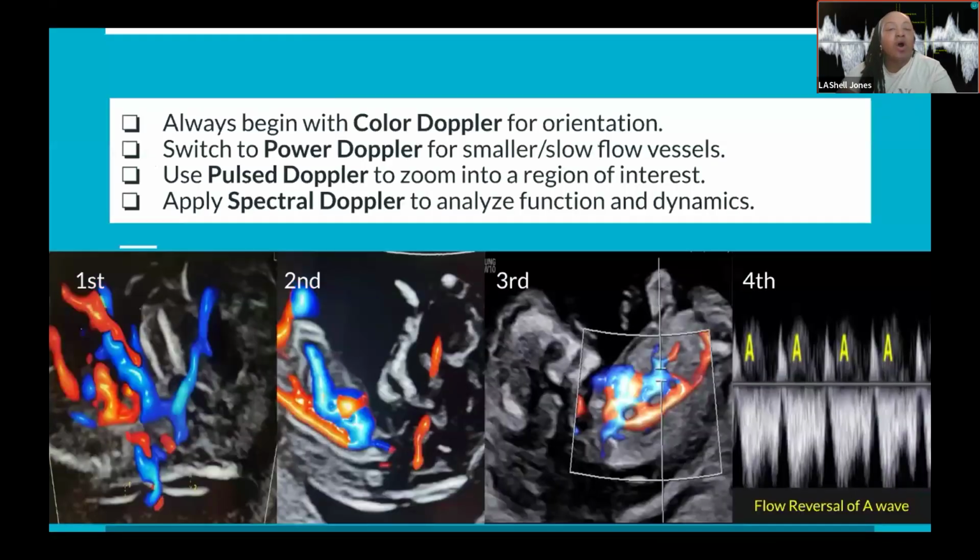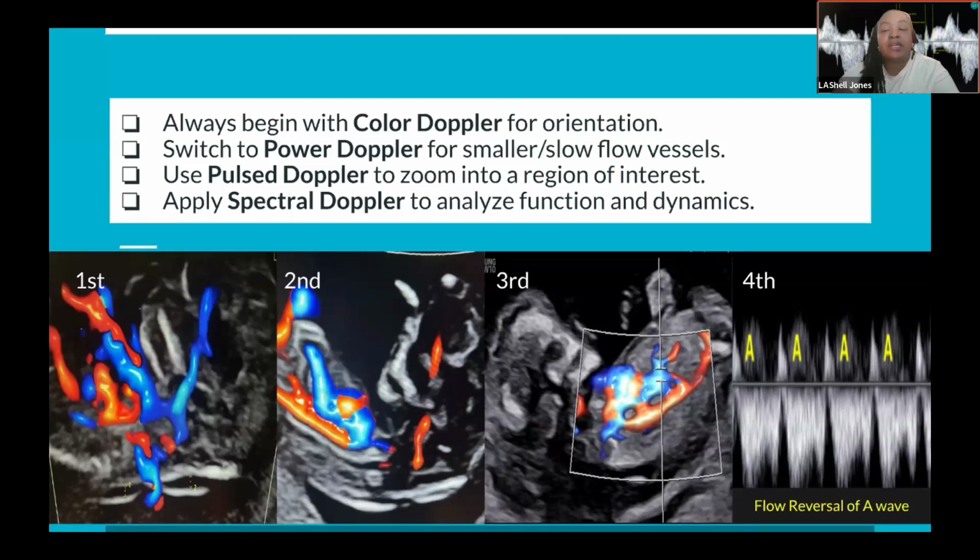All right. Now, always begin. This is a practice that I really prefer to follow. After you already looked at 2D, because remember, we start with the grayscale, you want to always begin with color Doppler first, just to get your orientation. Then you'll switch to power Doppler, especially if you're looking at smaller vessels or slow-moving vessels.